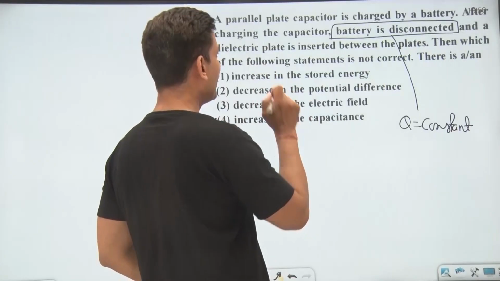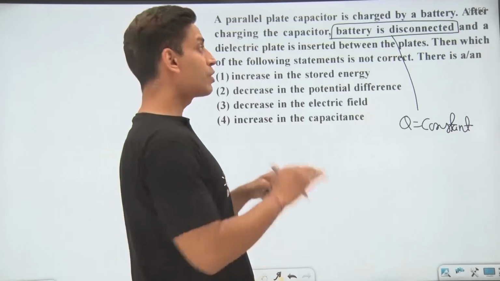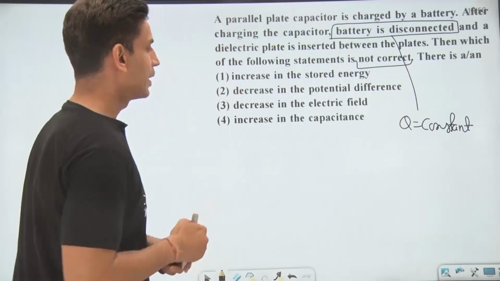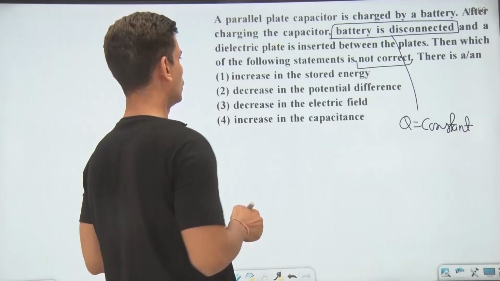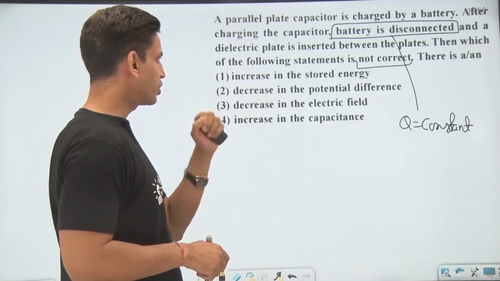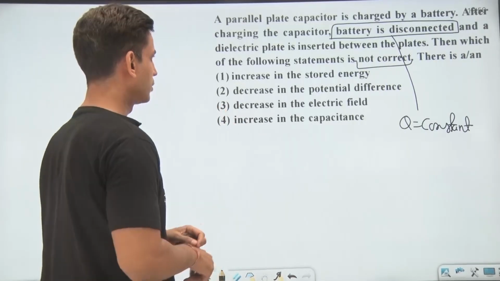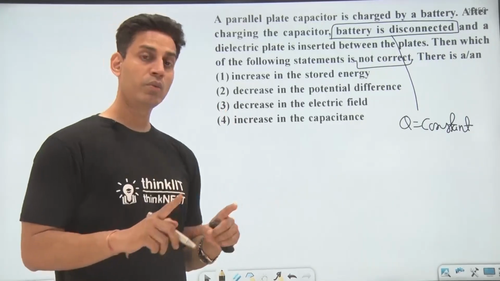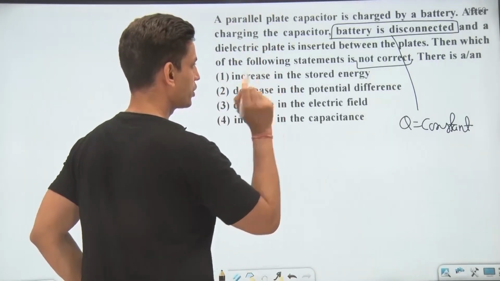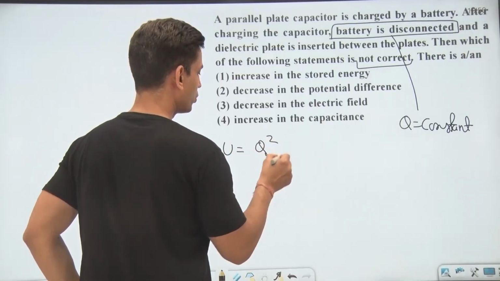And a dielectric plate is inserted between the plates. Then which of the following statements is not true? Not correct. The options are: increase in the stored energy, decrease in the potential difference, decrease in the electric field, increase in the capacitance. We have to find which one is not correct. First, the question is talking about the stored energy. Energy is Q square by 2C.